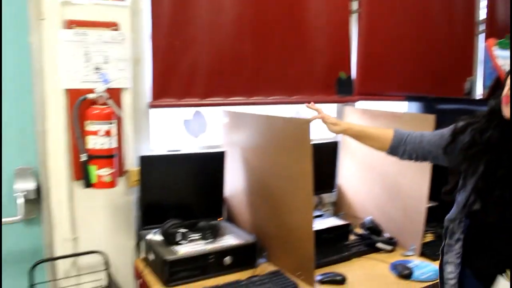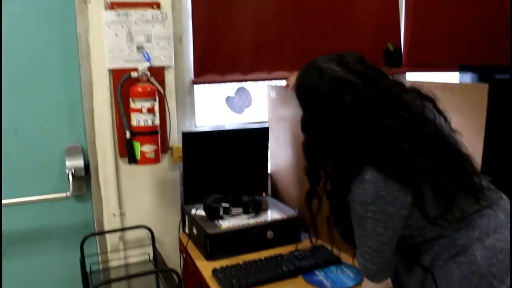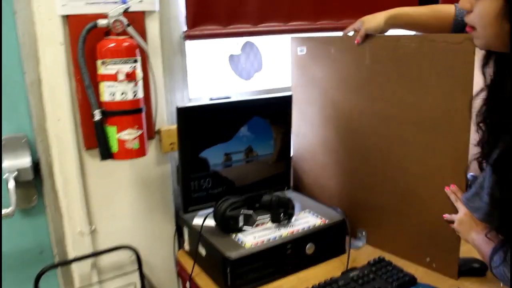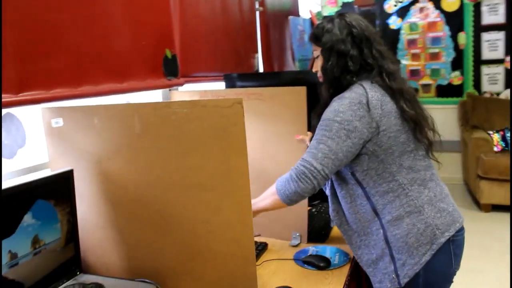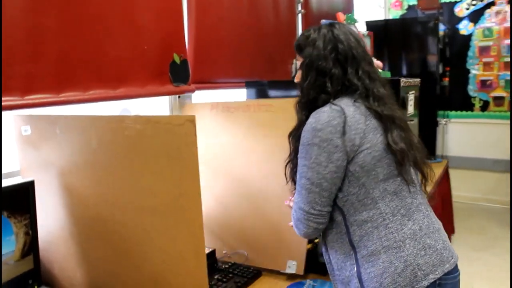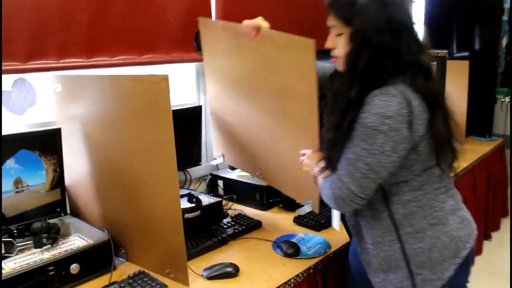Now, computer center. These were, they're called hardened tempered boards. I got them at Home Depot. So at Home Depot, these guys, they're really one.